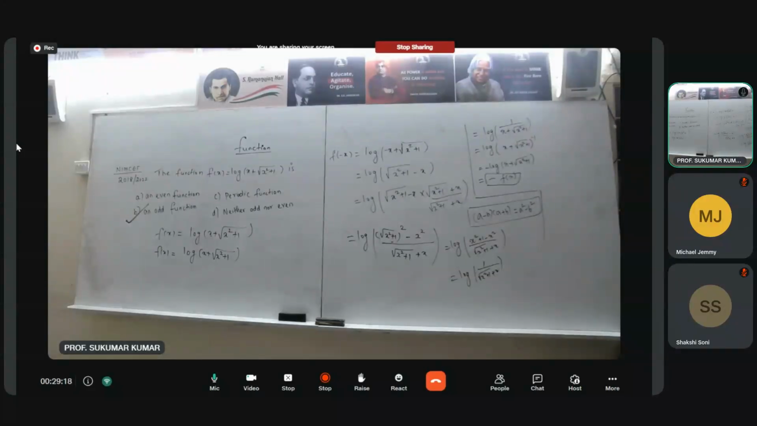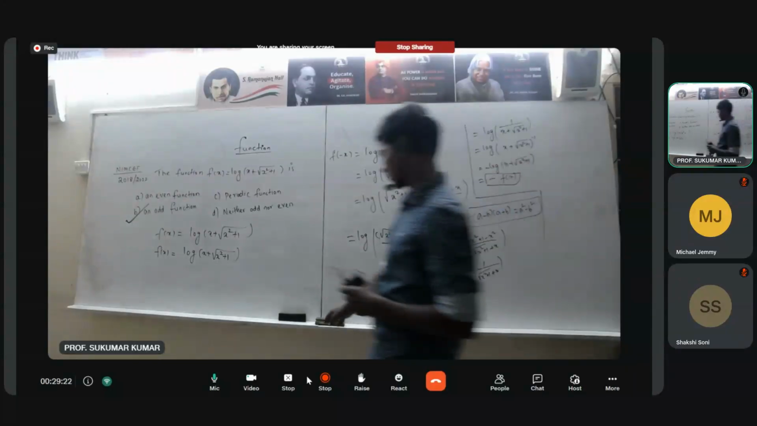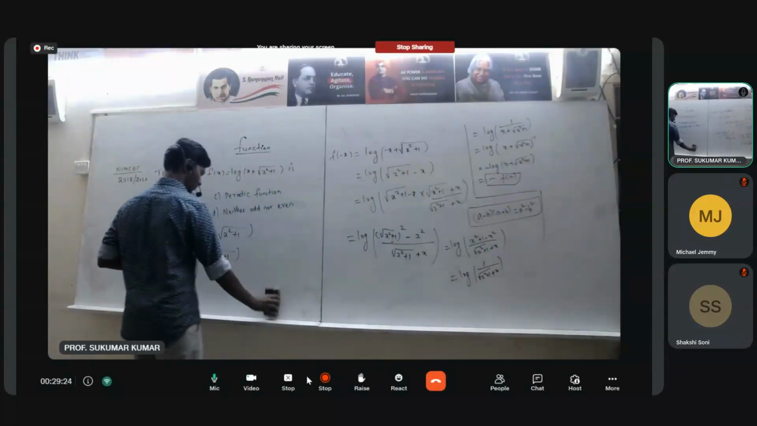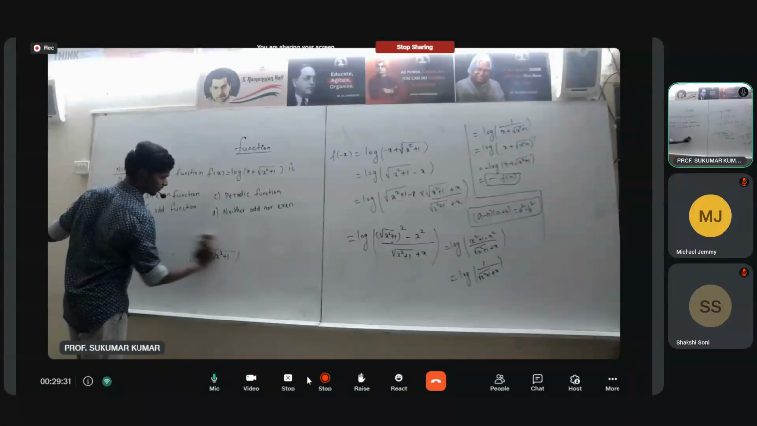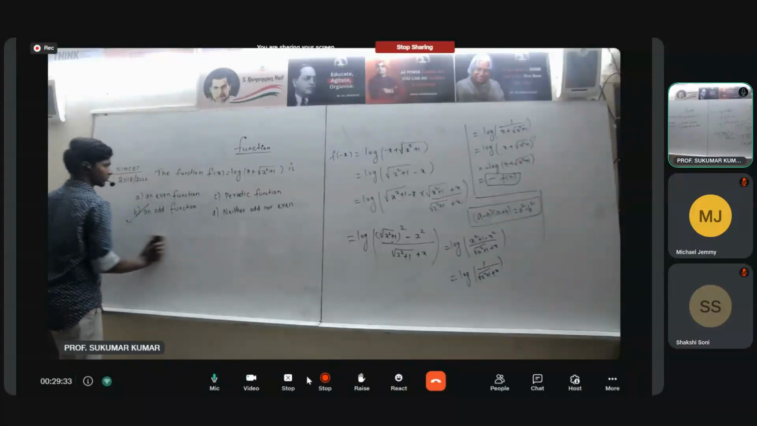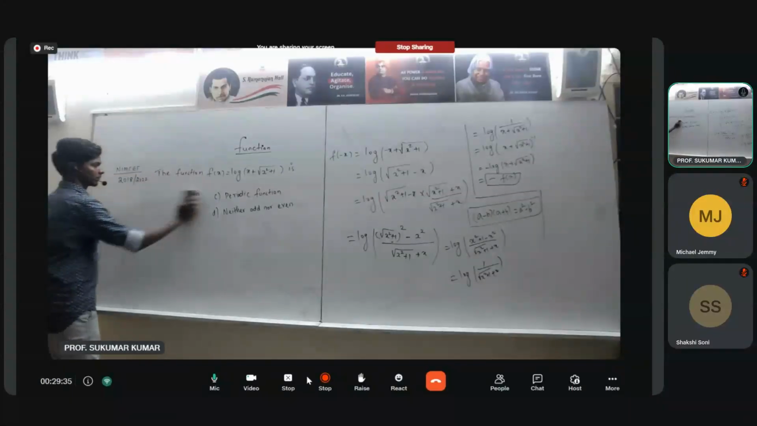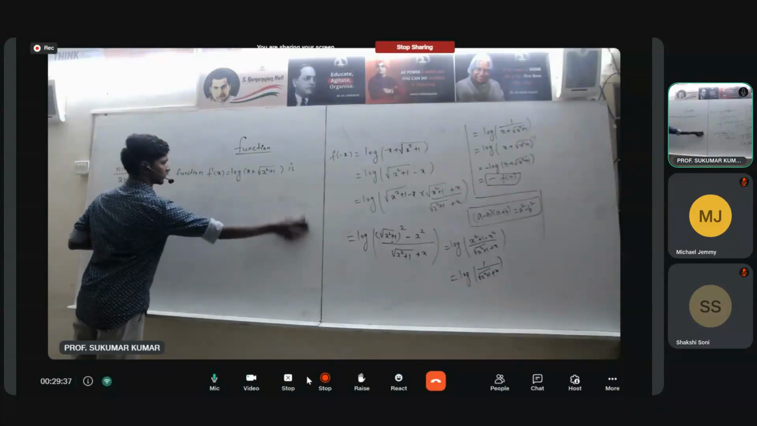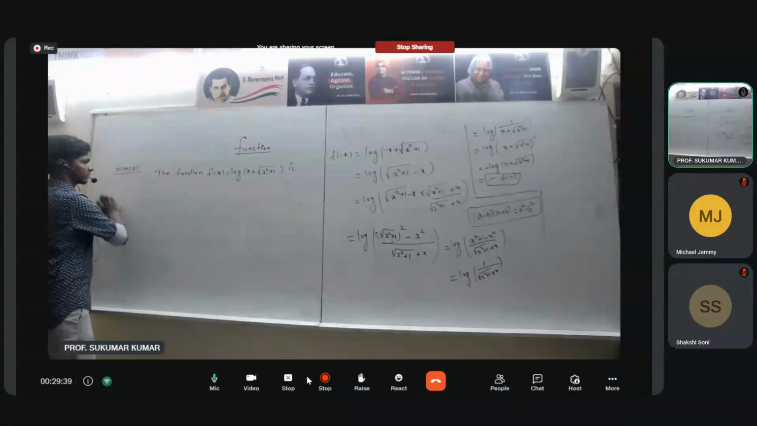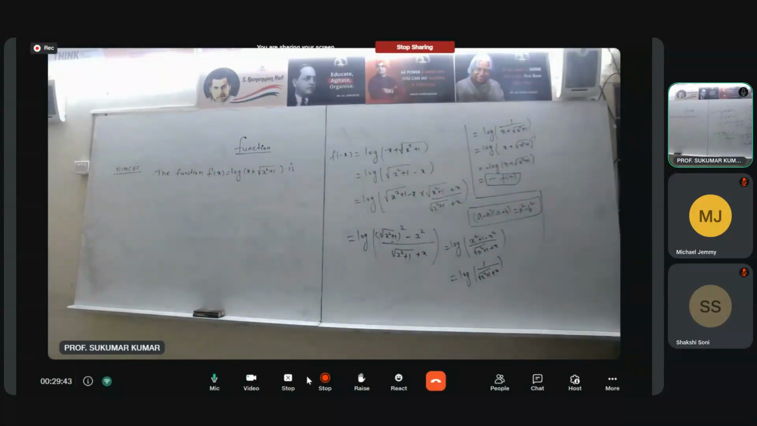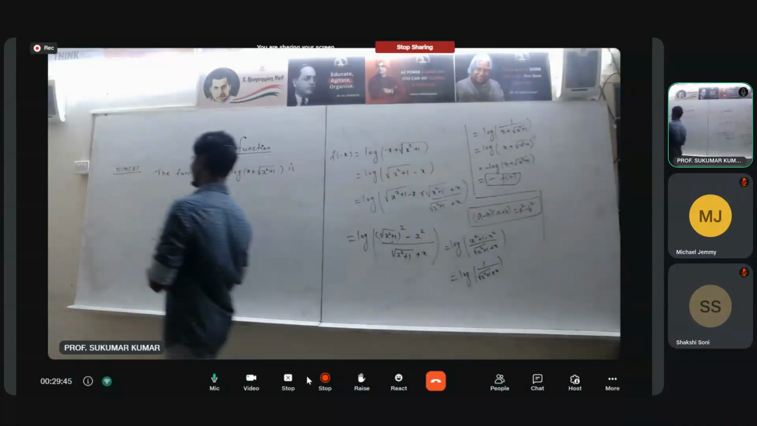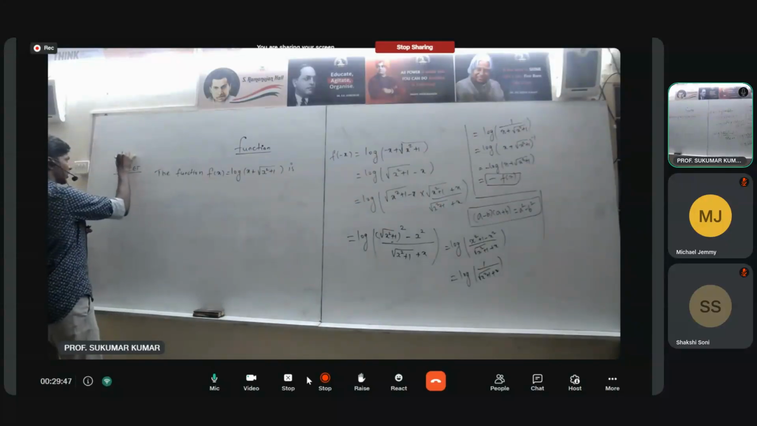Left hand side copied or not? Right, along with that, just put a note or inference like that.